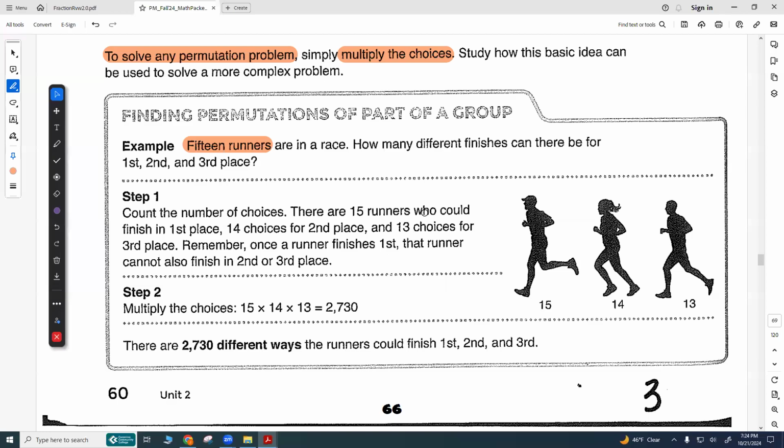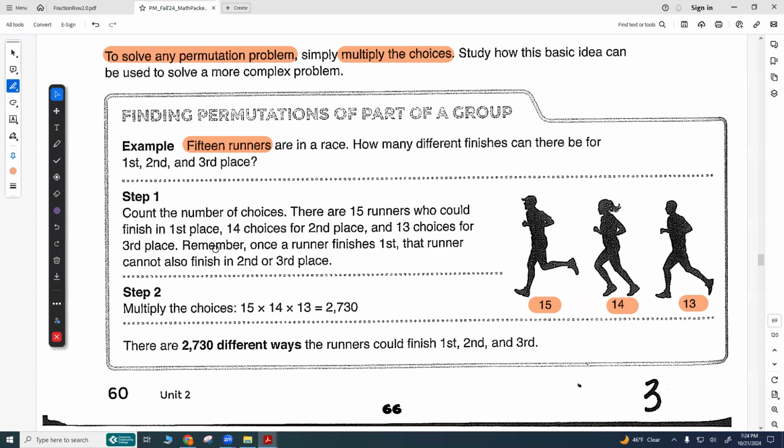So there are 15 runners who could finish in first place. And of course, since we have 1 first place finisher, that means we're down to 14 choices for second place and 13 choices for third place. Now we could come up with all the combinations possible, but that would be a really big number.